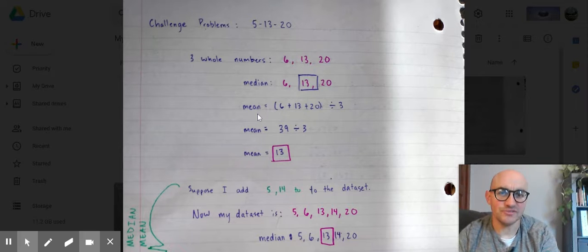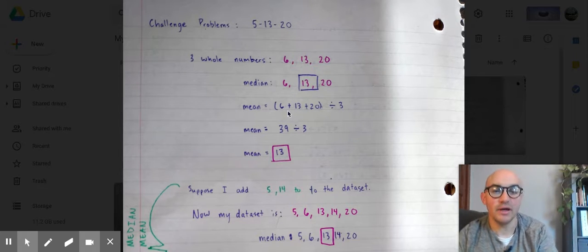Now my next job is to find the mean of these numbers. So I add them all together. And the way I write this is I put them in parentheses. I follow my order of operations. So I do my parentheses first, add everything together, and then at the end I divide by 3 because there are three numbers. So 6 plus 13 plus 20 equals 39. 39 divided by 3 equals 13, and then I'm done finding the mean. The mean, or the average, is 13.